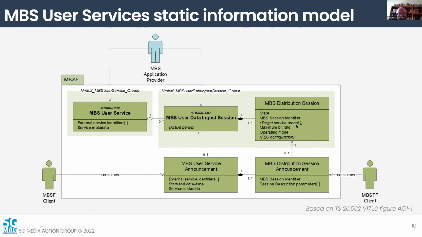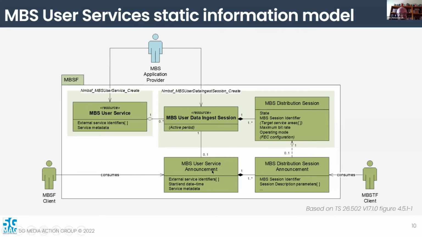And then within each of these user data ingest sessions, there's a set of MBS distribution sessions, and they contain information like the MBS session identifier. That's the equivalent of the TMGI, the temporary mobile group identifier that was used in eMBMS. But it can also be just a simple source-specific multicast address in release 17. You can even target particular service areas for your distribution session if you want to. You declare a bitrate and various other different parameters, maybe some forward error correction.